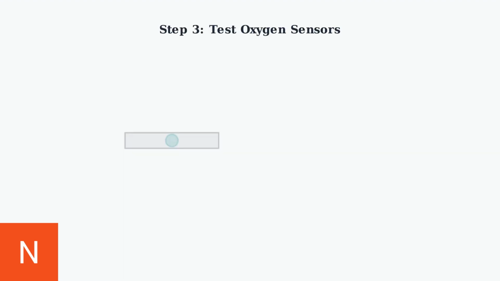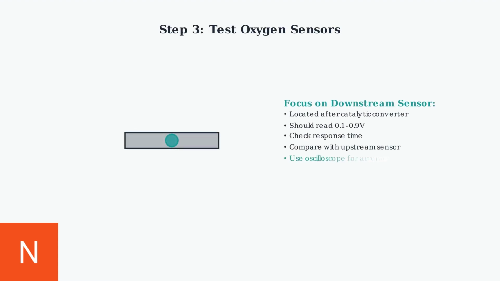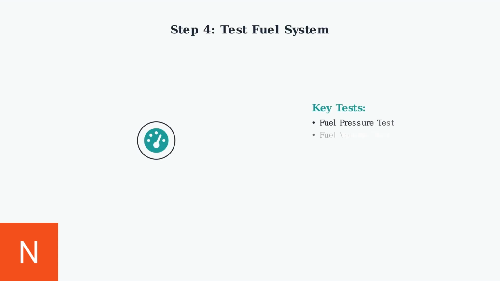Test the oxygen sensors, particularly the downstream sensor after the catalytic converter. This sensor should show stable voltage readings between 0.1 and 0.9 volts. Check fuel pressure and volume to rule out fuel delivery issues. Low fuel pressure can cause lean conditions that trigger the P2096 code.